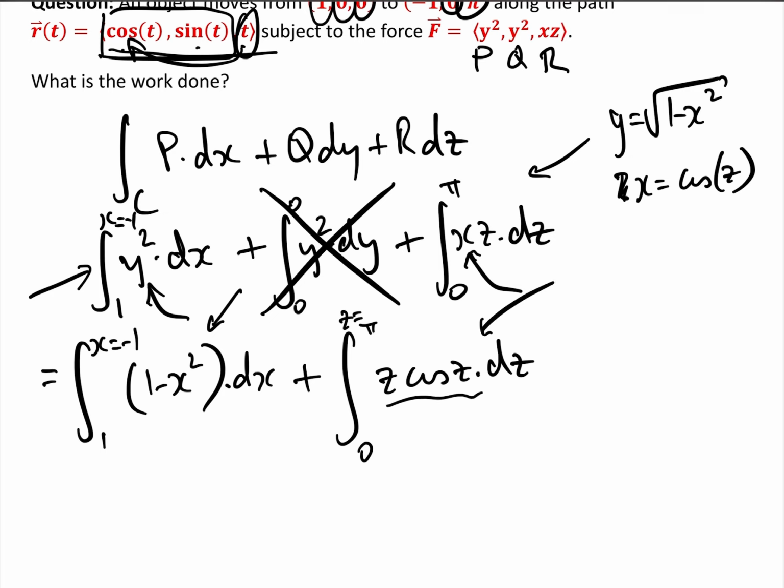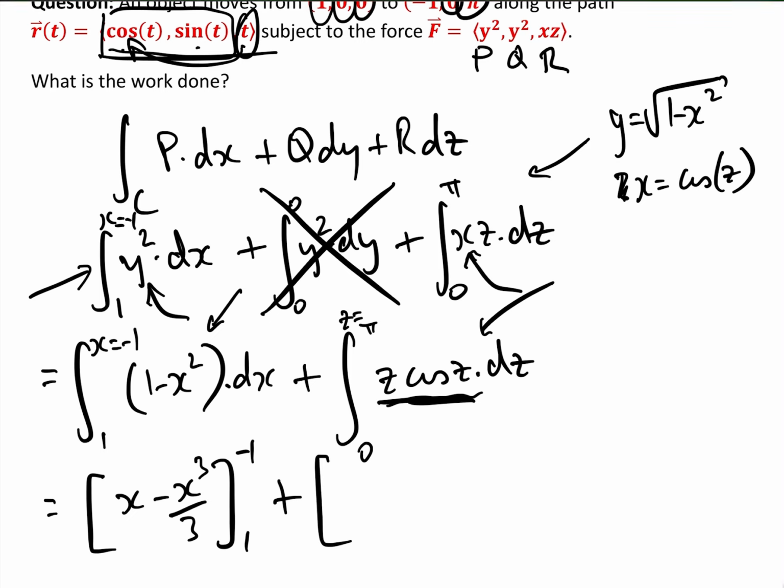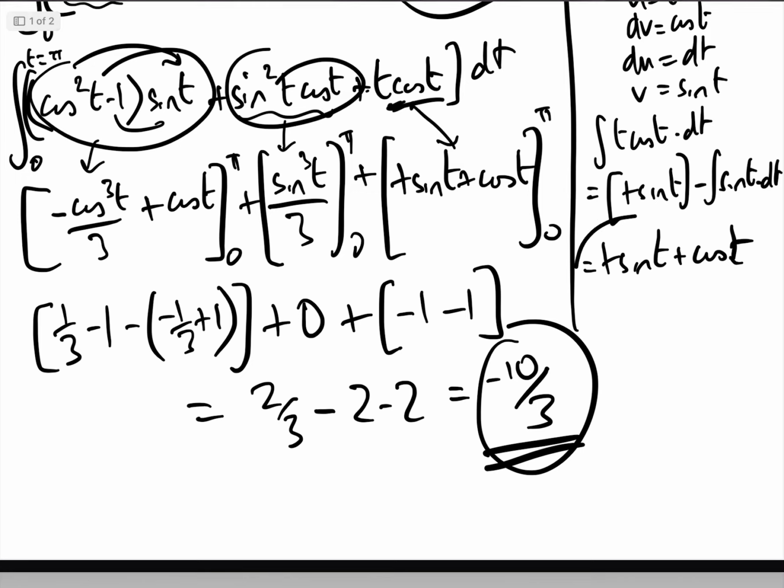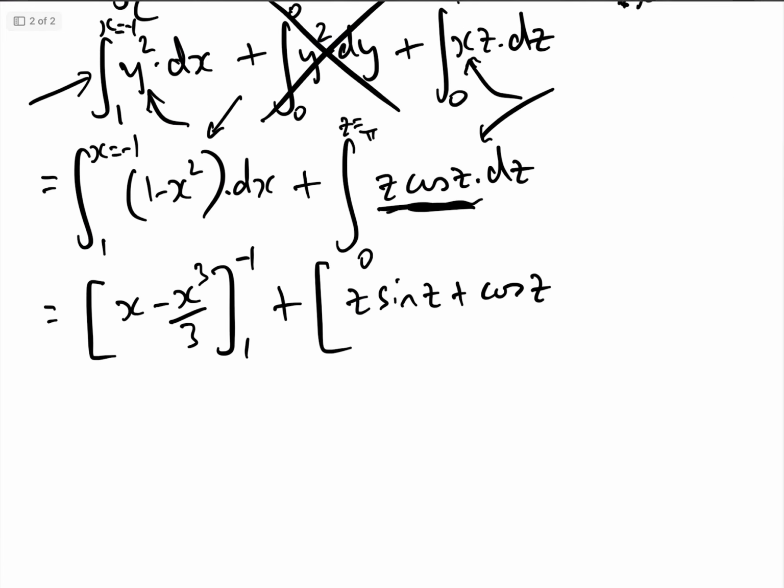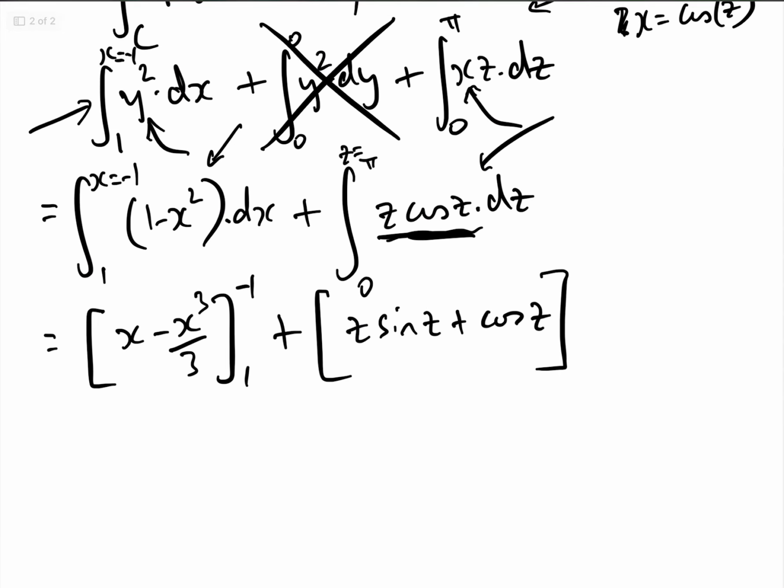We've already done this integral before, which was integration by parts. So we can just go straight on here. That gives us x minus x cubed over 3 between minus 1 and 1. Add, and like I say, we've done that one by integration by parts earlier on in the videos. We know that z sine z add cos z, we did that up here, and that will be between pi and 0.